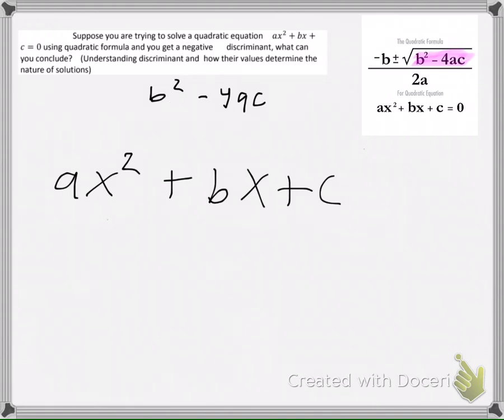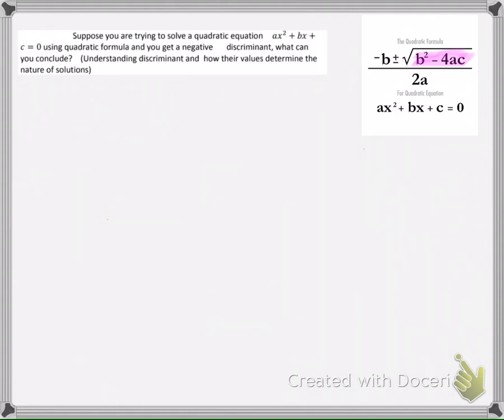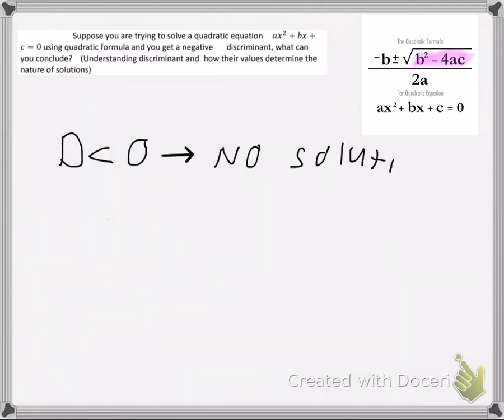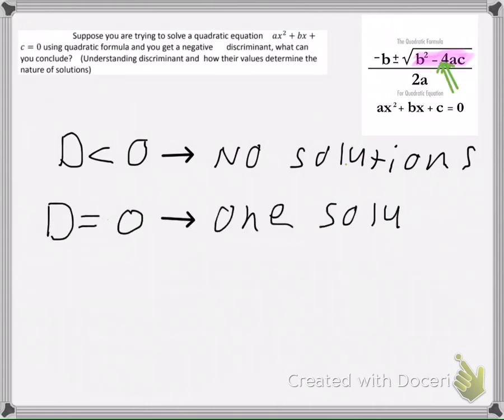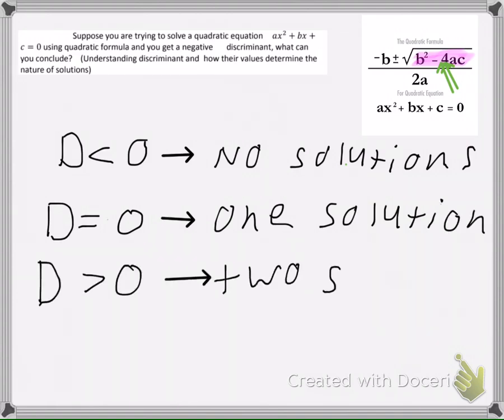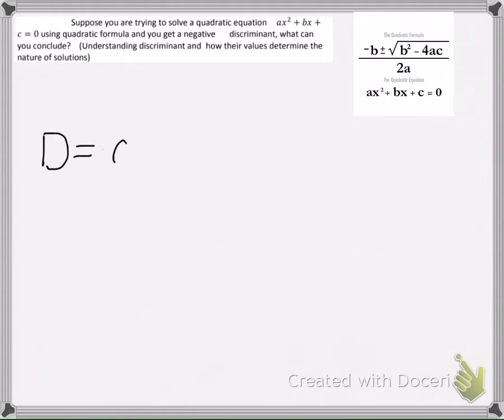Now that that's been mentioned, the discriminant can tell us many things about the number of real solutions in a quadratic equation. If we plug in and find the discriminant is less than 0, we have no real solutions. If it's equal to 0, we have one real solution. If it's greater than 0, we have two real solutions. Let's go over an example of each.